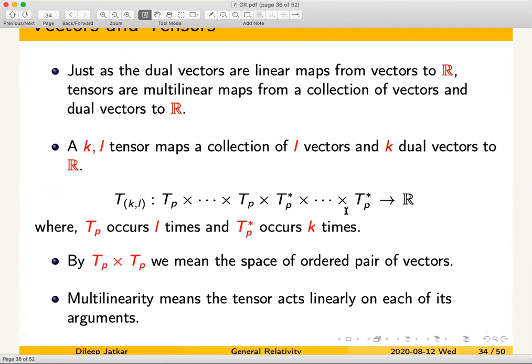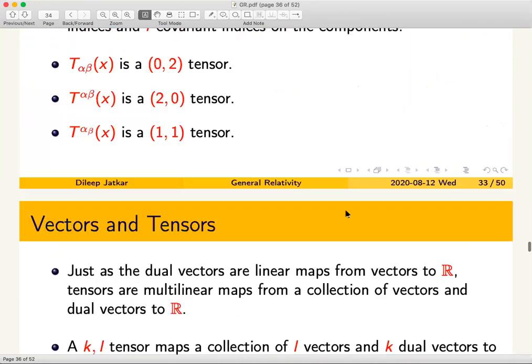Fine. So let's generalize the concept that we used last time, namely that dual vectors were linear maps from the vector space, say the tangent vector space, to real numbers. We will use the same notion, but generalize it to tensors, because tensors are objects which carry multiple indices, and therefore tensors are multilinear maps from a collection of vectors and dual vectors to real numbers.